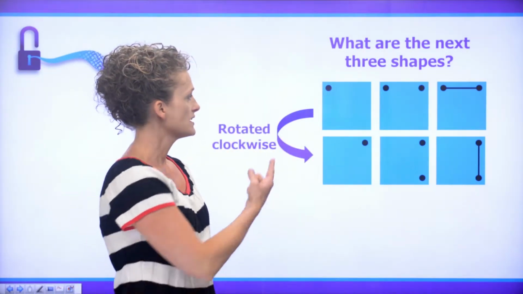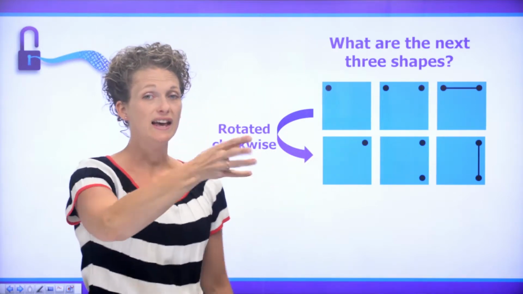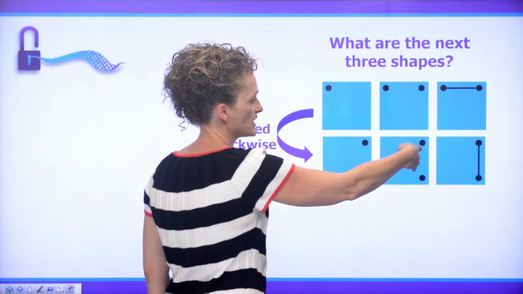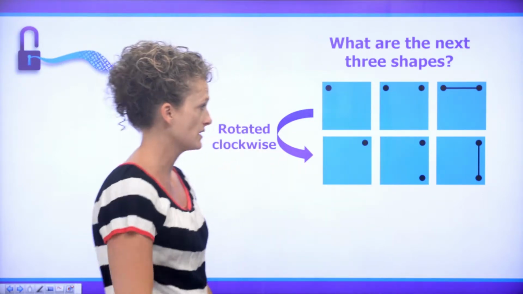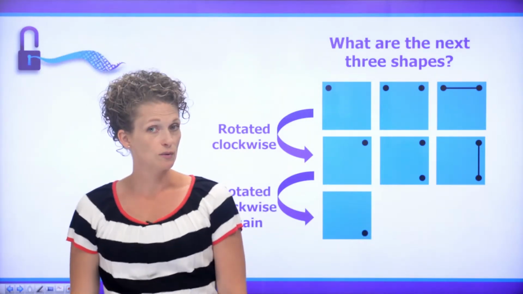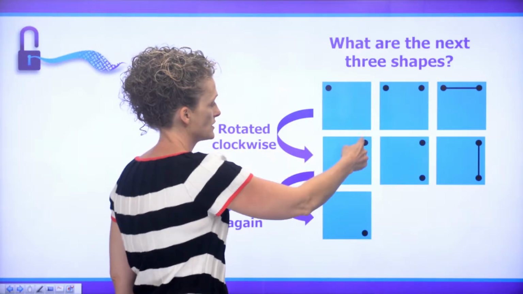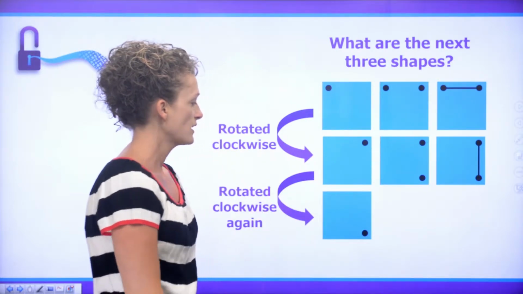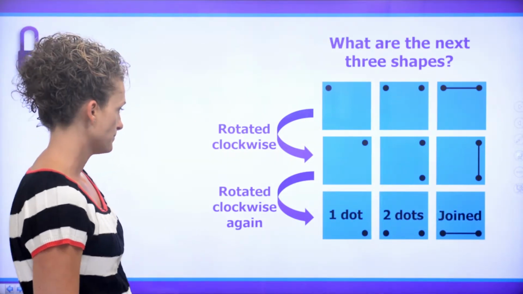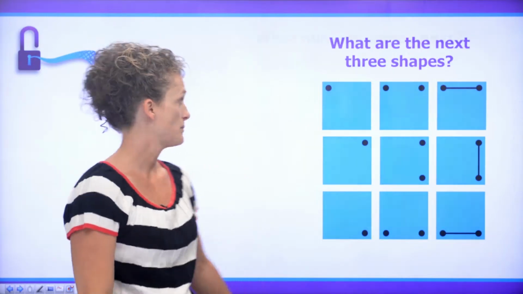And you'll notice the dot moved from this corner to this corner, and that it happens when you have a rotation. Same with these 2 dots, they rotated and they ended up on the right-hand side. So you would expect that the next 3 would also be rotated, and you can see the dot moves from this corner to this corner to this corner, and then we're going to have 2 dots, and then we're going to have them joined. So there is your 9 shapes with this pattern.